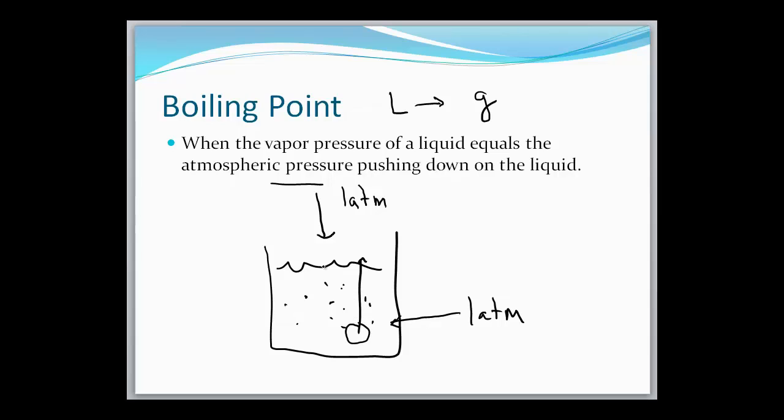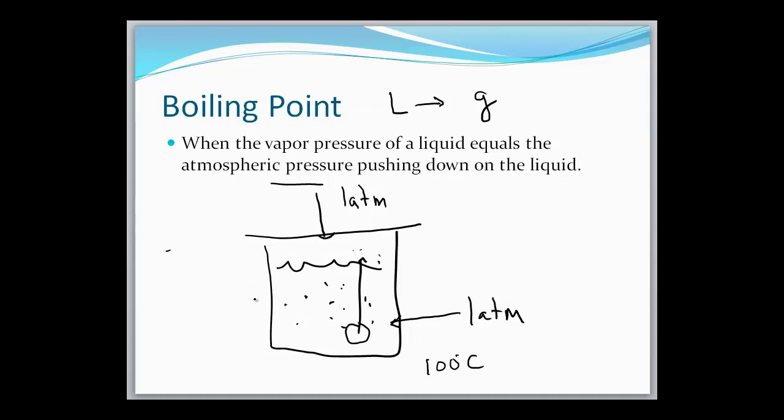So you might think, well, if the system is open, how can we have a vapor pressure? Well, if you were to close this system, measure that vapor pressure at 100 degrees Celsius for water, what you would have is a vapor pressure of 1 atmosphere. So when a substance's vapor pressure is equal to whatever atmospheric pressure is pushing down on it, the substance will start to boil.